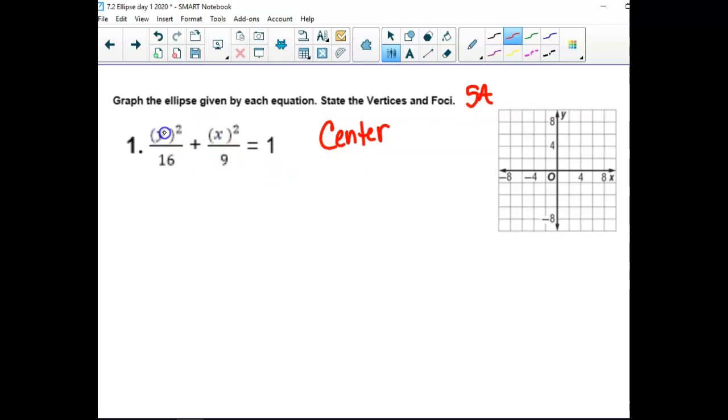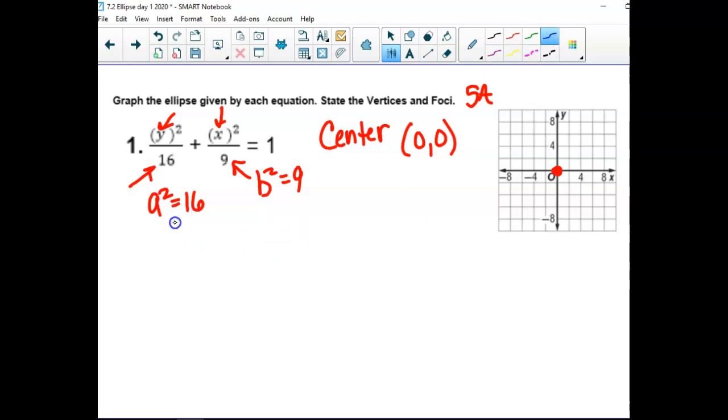The center is not shifted here. There's no shifting, so the center is at 0, 0. Okay. Now, this number is bigger, so it's called A, and A squared is 16. This guy is B because he's smaller, so B squared is 9. What does that tell me? Anybody think they can figure that out? A is 4 and B is 3. Very good.